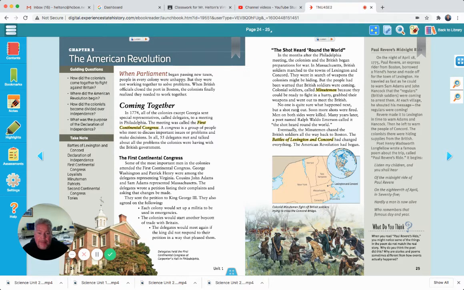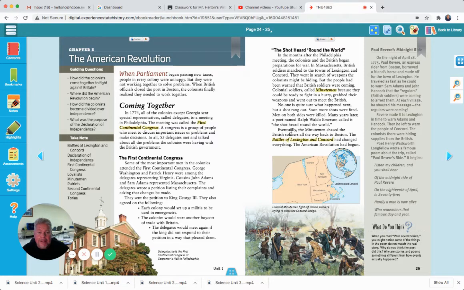No one's quite sure what happened next, but when these Minutemen gathered to meet the British, a shot rang out, and soon more shots were fired, and men on both sides were killed. Many years later, a poet named Ralph Waldo Emerson called it the shot heard round the world. Why do you think he called it that? You couldn't really hear it around the world. Do you think it's because it affected the world forever? Yeah, that's probably it. The shot started a new country, the United States, and the United States has certainly changed the world forever.